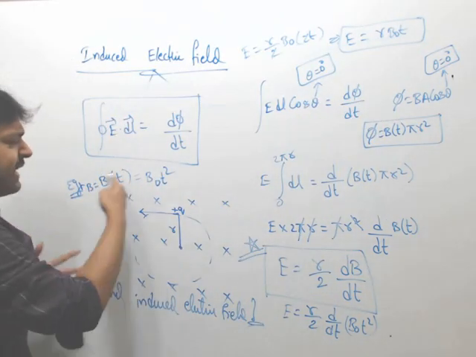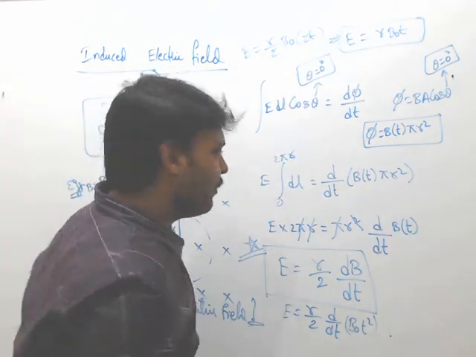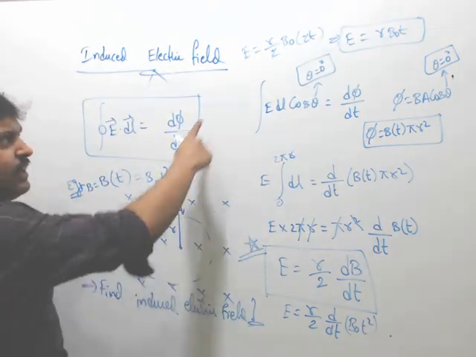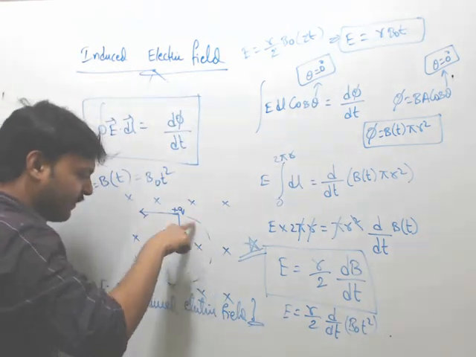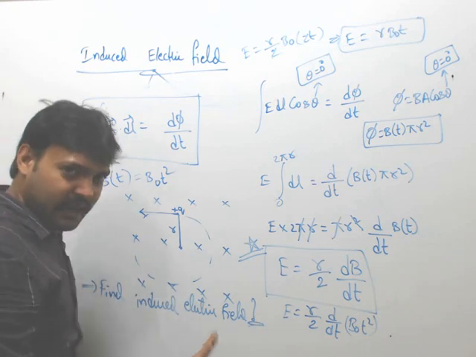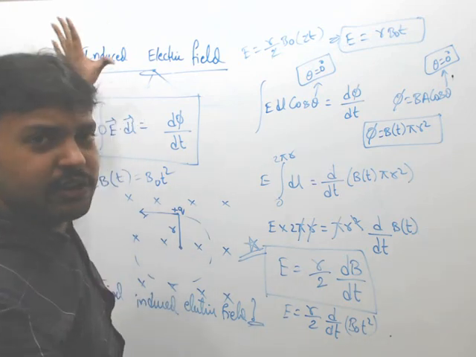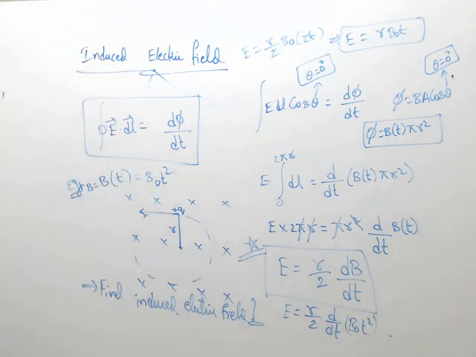So you can take any expression and you can calculate the induced electric field in that case. Why? If the magnetic field varies, the induced electric field varies. Clear? This is the electric field line. Be clear about how to draw this electric field. So this is the concept of induced electric field, right? Next.